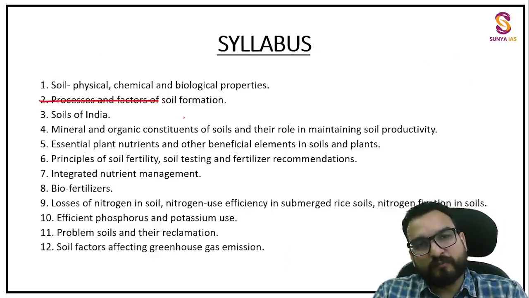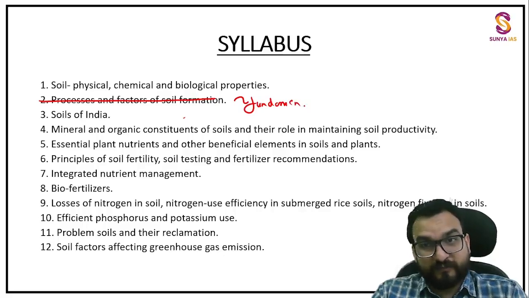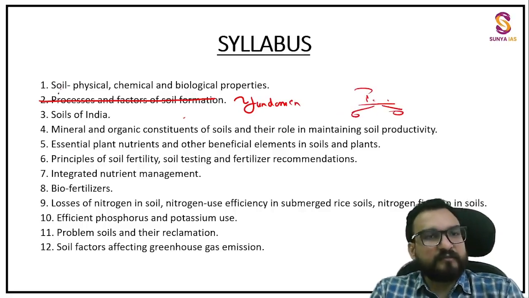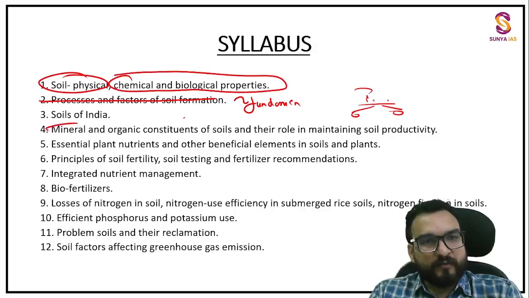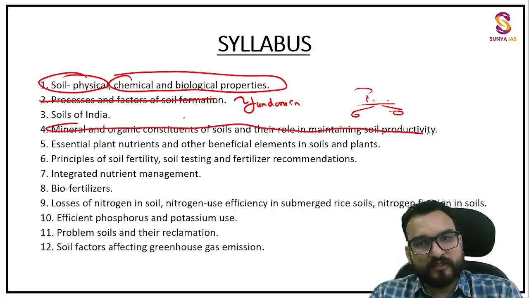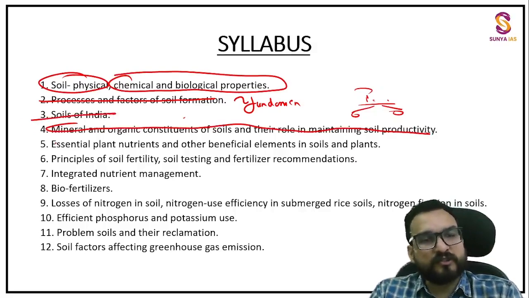Quick recap, we are doing processes and factors of soil formation. I hope you have not forgotten the fundamental pedogenic processes, and pedogenic processes under the zonal category. Then soil physical, chemical and biological properties, mineral and organic constituents of soil, their role in maintaining soil productivity, soils of India. Then we have tried to understand problem soils and their reclamation.